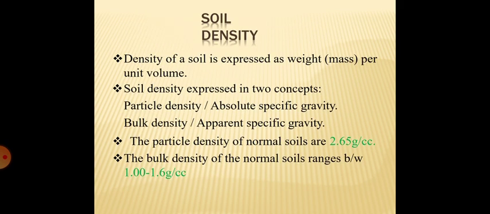Here we will discuss the soil density. Density of a soil is expressed as weight per unit volume. Soil density is expressed in two concepts: particle density, or absolute specific gravity, and bulk density, or apparent specific gravity. The particle density of normal soils is 2.65 gram per cubic centimeter. The bulk density of normal soils ranges between 1.00 and 1.6 gram per cubic centimeter.